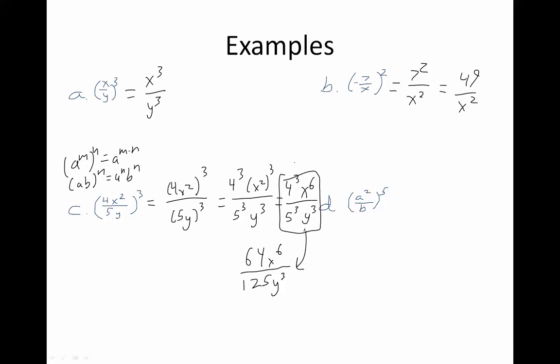All right, let's do the last example. This is a squared to the 5th over b to the 5th, because the 5th power goes to both the numerator and the denominator. So this is a to the 10th over b to the 5th. And that seemed very anticlimactic after the excitement that there was in C, because D was actually significantly easier. So, hey, anticlimactic ending here.